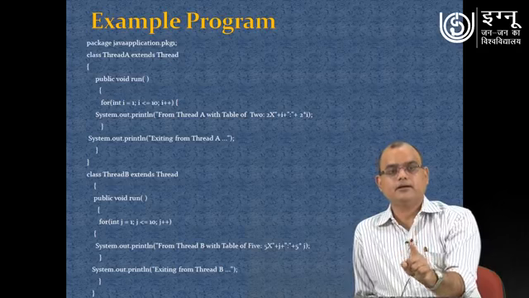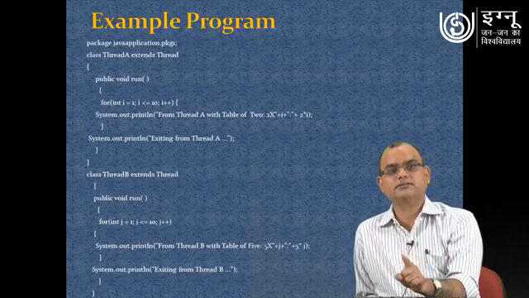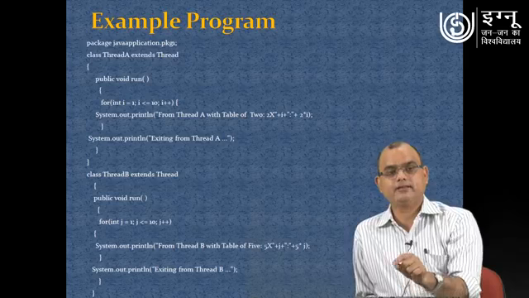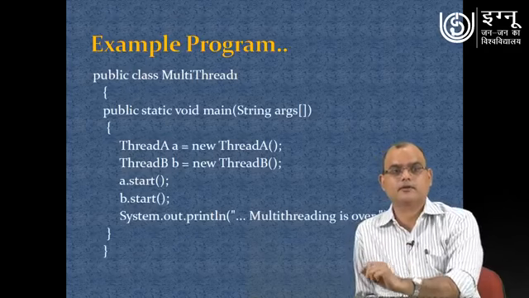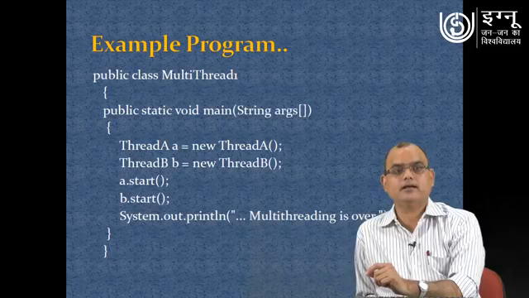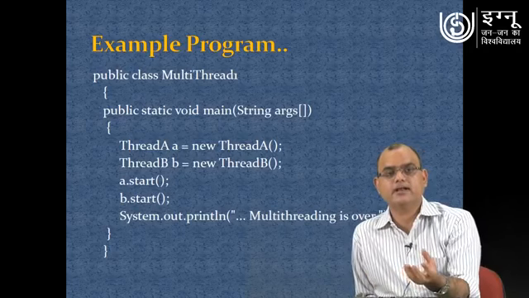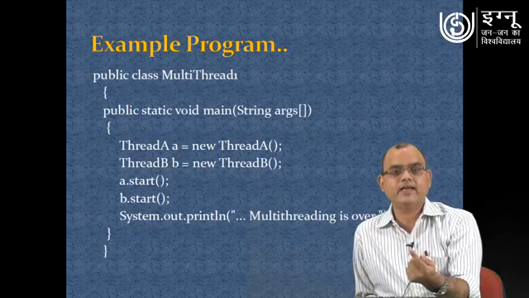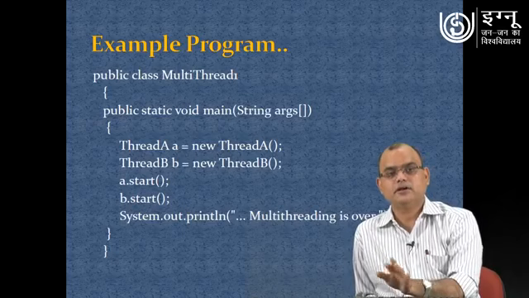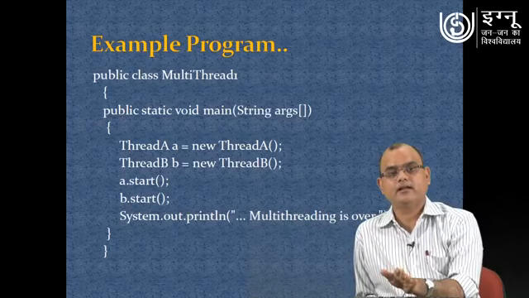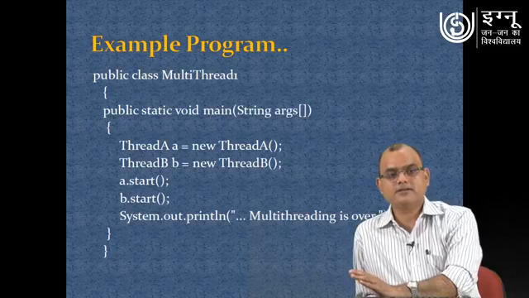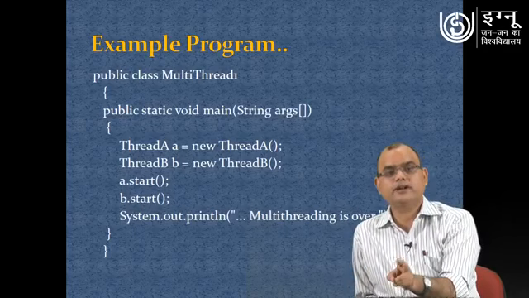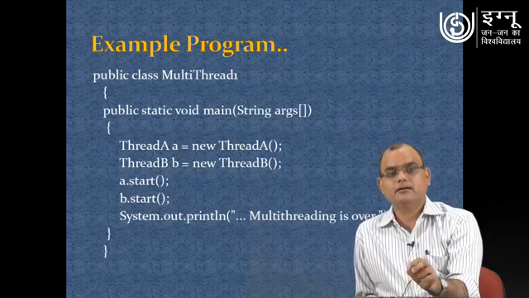We have created two subclasses, ThreadA and ThreadB. Now you have created your own class for executing, and in it your main method is there. What did you do? You created object A of type ThreadA, meaning your subclass ThreadA has been used to create one object. Similarly the ThreadB subclass has been used to create another object.